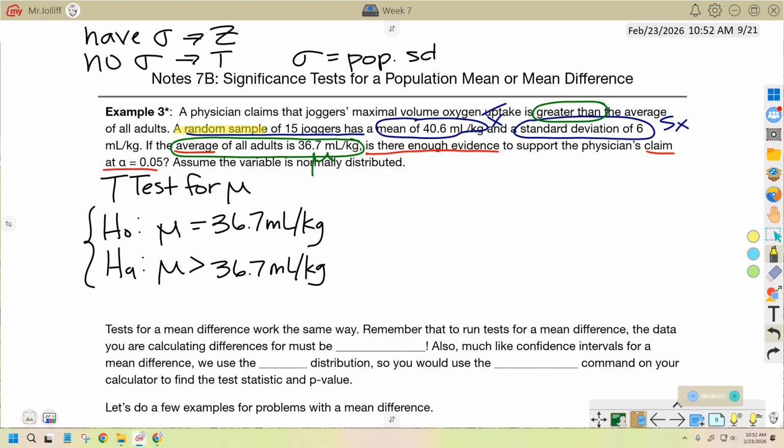Last check. What am I doing for my last check? Who remembers? Normal. Very good. And I go through a list of 3 things. Is my sample bigger than 30? No. Am I told the population is normal? Yes. Yes, that last little sentence, assume the variable is normally distributed. They're telling me that that oxygen intake for the population is normally distributed.